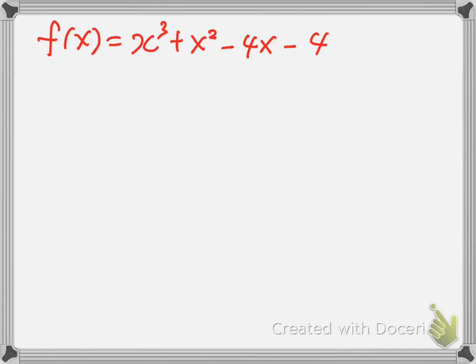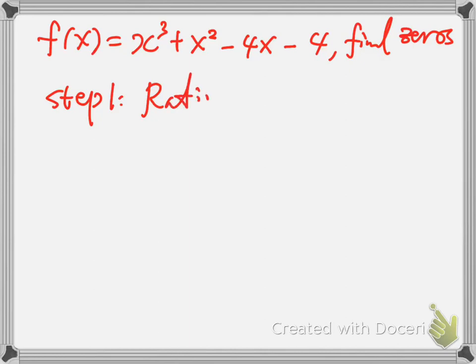Now let's use synthetic division to factor a polynomial or find all zeros of polynomials. The next question: f of x is x cubed plus x squared minus 4x minus 4. We want to find all zeros of f. Step 1 is the rational zeros theorem.